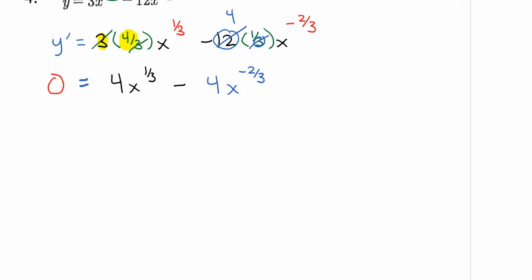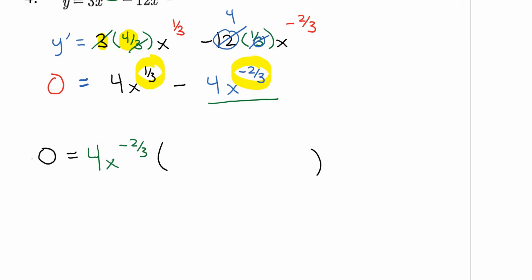Now, when you're dealing with expressions where you have fractions as your power, ask yourself, which power is lower? Is it the 1/3 or the negative 2/3? Well, the negative 2/3 is smaller, so you always factor out the term with the smaller power. So my GCF would be 4x to the power of negative 2/3. So that is what I'll be factoring out of my expression now, and that's going to be equal to 0. And now you have to figure out what goes inside the bracket here.